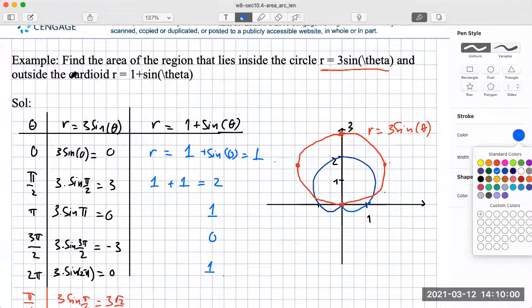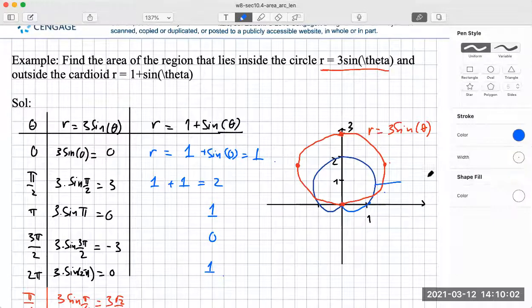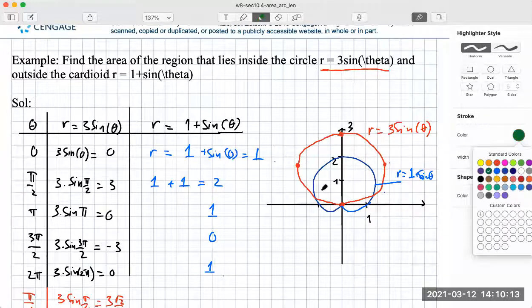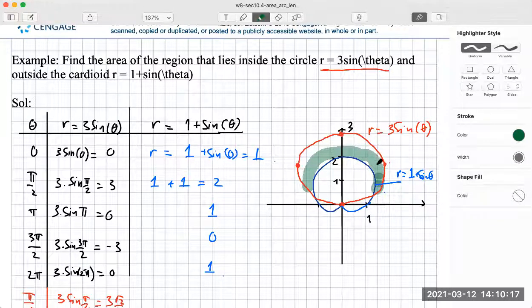And outside of the cardioid here, which is the blue one, r is 1 plus sine theta, right? It means that we need to find this area. So is it clear? We know the target, right? Now let us compute it.